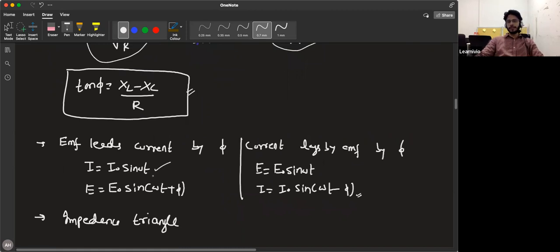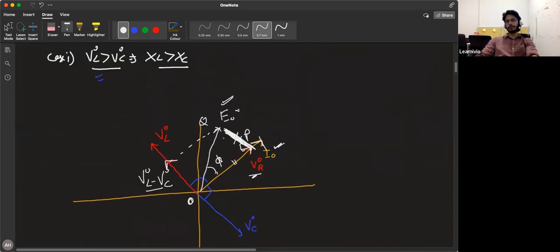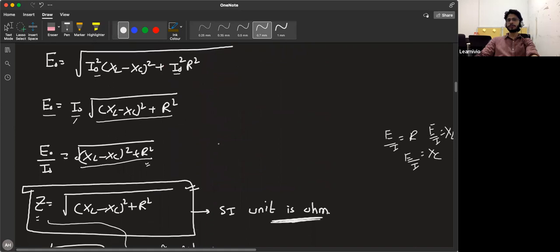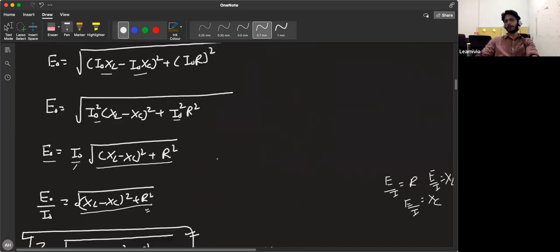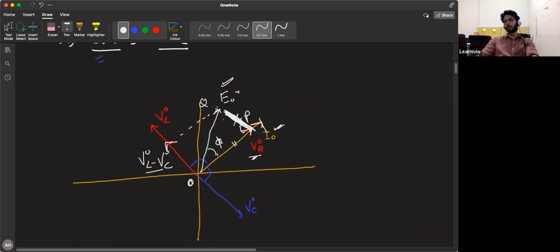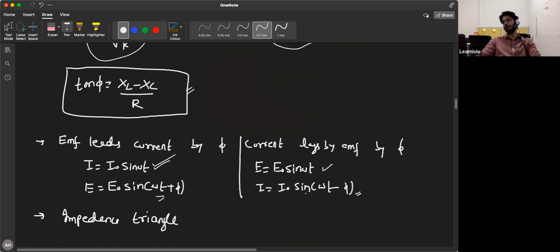So you can say either that EMF leads current. If you look at this diagram, then it's very clear. This is current and this is EMF. EMF leads current by a phase difference of phi. So if the equation of current is this, then the equation of EMF is E naught sine omega t plus phi. But if you look at current with respect to EMF, then you can say current lags EMF by phi, right? You can either say that EMF leads, or you can say current lags. So if you take this as the equation of EMF, then the equation of current is I naught sine omega t minus phi. So you should keep both things in mind. If you start with the equation of current, then EMF is leading. But if you start with the equation of EMF, then current will lag.